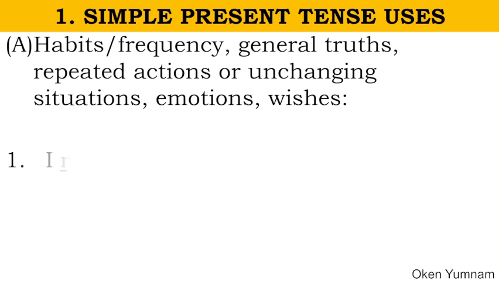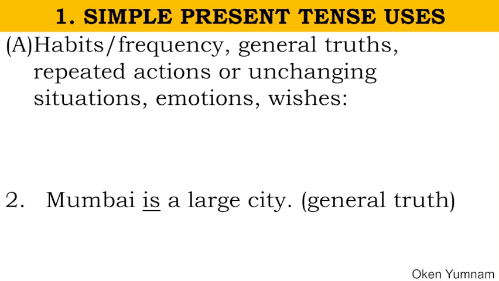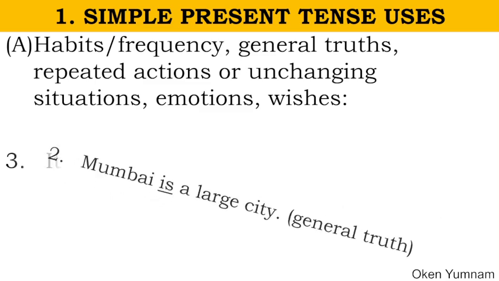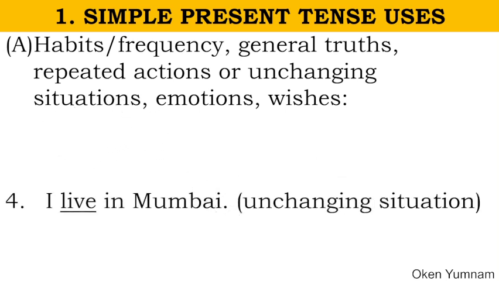Let's see some examples here. I read novels regularly. Regularly indicates that it's a habit, so we use read in the simple present form. See here again, Mumbai is a large city. It's a fact, or let's say it's a general truth, so we use simple present. It rains every evening in July, so it is something that happens repeatedly, so we use simple present. I live in Mumbai. This is an unchanging situation, so we use I live, not I'm living.